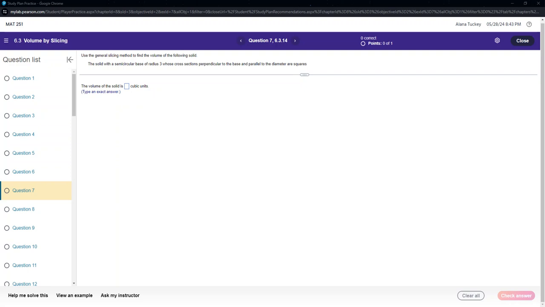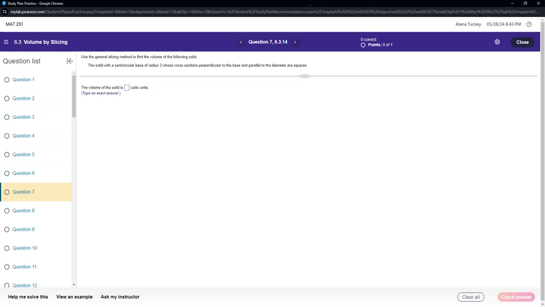I received a request for help with this particular problem, which is 6.3, number 14. Where it is in the particular assignment depends on when you're watching this, what semester, etc. But it would be the number 14 one. It says, use the general slicing method to find the volume of the following solid.